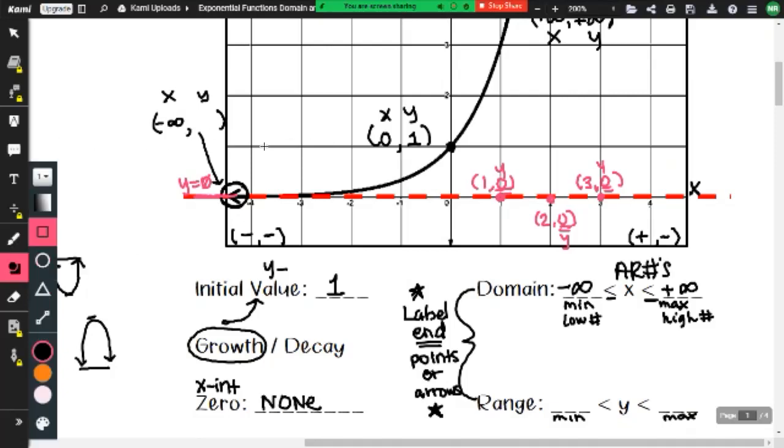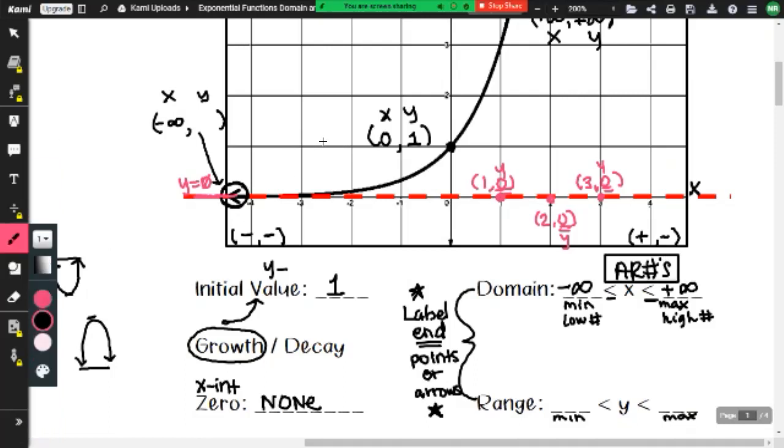All real numbers. And I want you to go ahead and circle that, because I've noticed that because we haven't actually been circling all of our answers, some of us are still flipping things that shouldn't be flipped. All right, now let's look at the range.